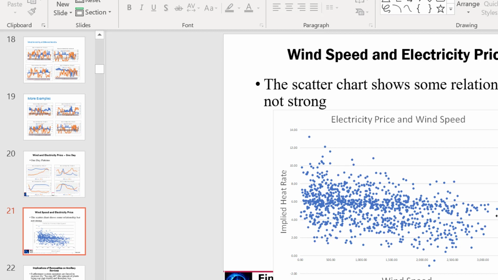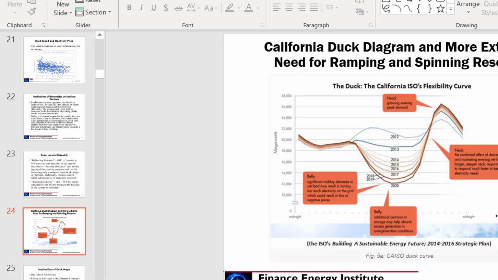Okay, and then I tried to make a scatter plot. Oh, it's so fun. And then I have this famous, in California they call it the duck pond. This is supposed to be a pond, and eventually with solar, if it's during the day and you have no clouds, you're going to have a big trough. A big trough. That's when it goes down like that in the middle of the day.